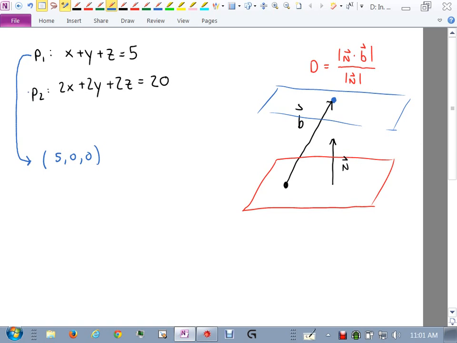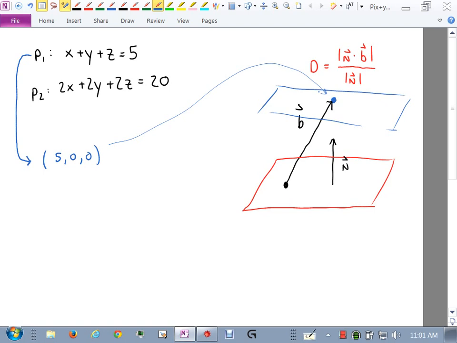Hold on, back it up. Just to make sure we're all clear. The problem is saying shortest distance between two planes. We're just picking an arbitrary point on one of the planes, right? That's our blue one, just an arbitrary point. That corresponds to, in our picture, that point right there, right? Just some point on that plane.